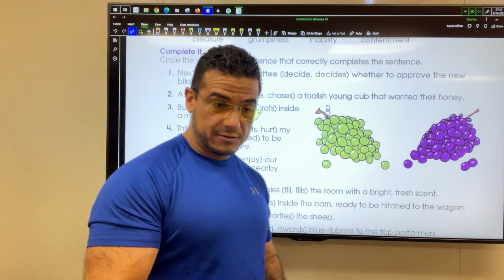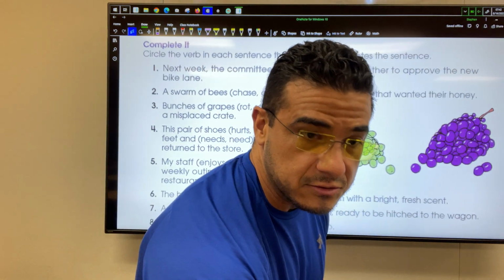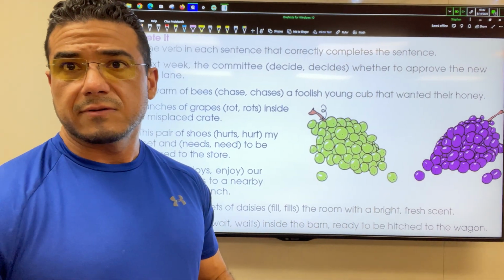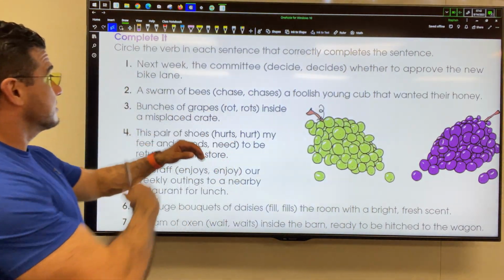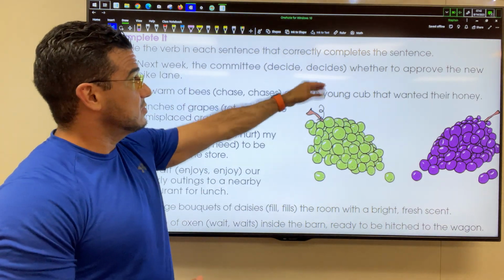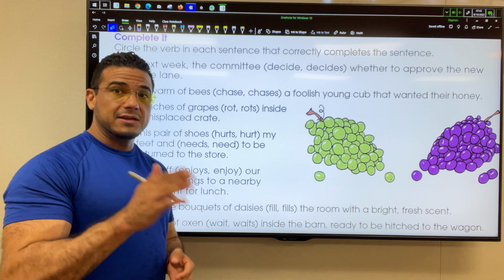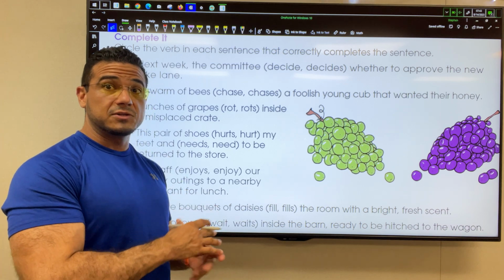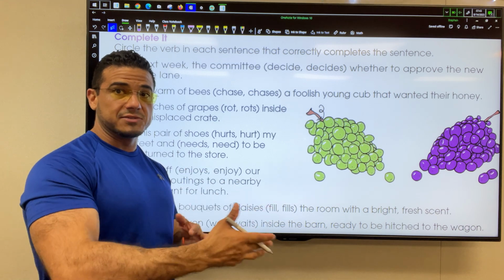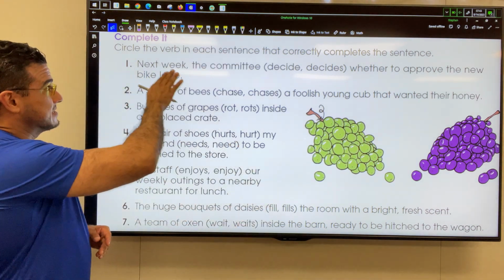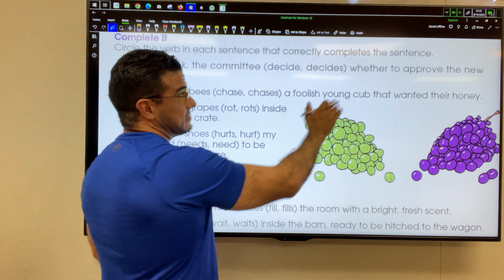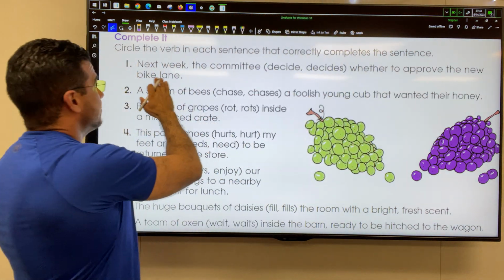All right, we're going to take a look at a couple sentences. Let me zoom in to make sure that it's within view. For sentence number one, we'll read the sentence first, and you'll notice that we have two different verbs to choose from, and it's your job to select which verb is most appropriate for the sentence, given what we just discussed about the verb-subject agreement. The sentence reads: next week, the committee decides whether to approve the new bike lane.